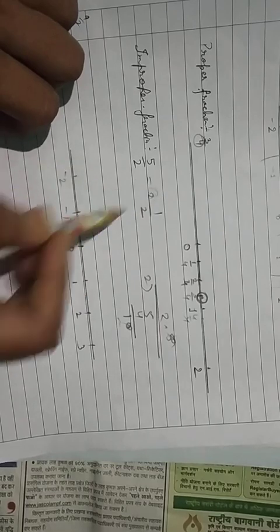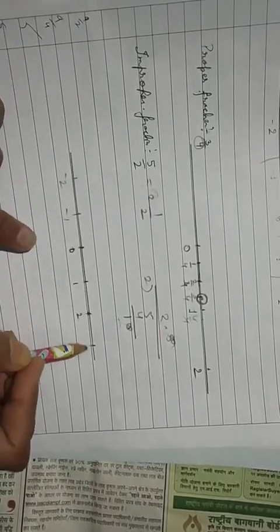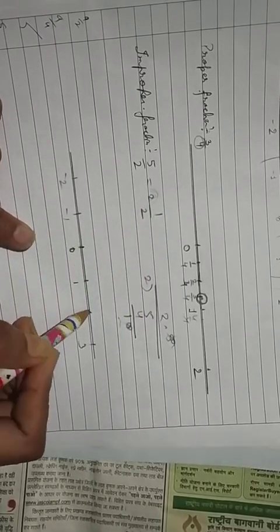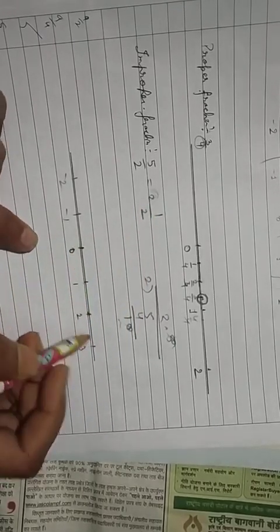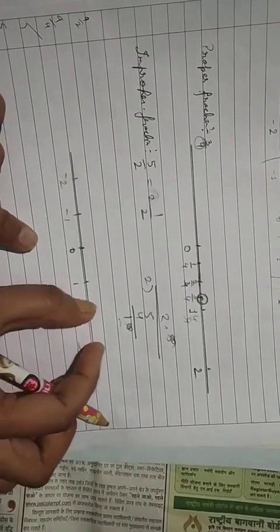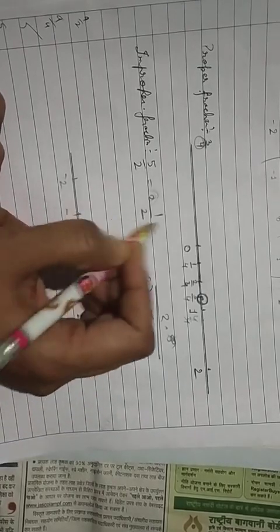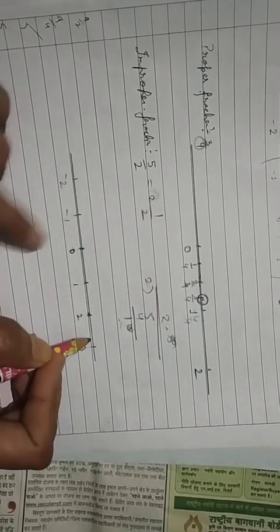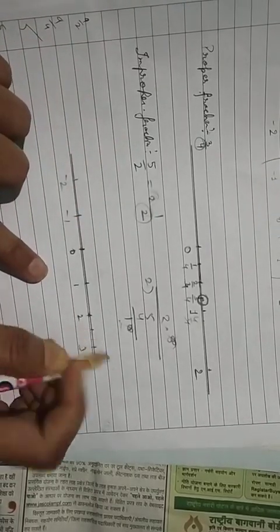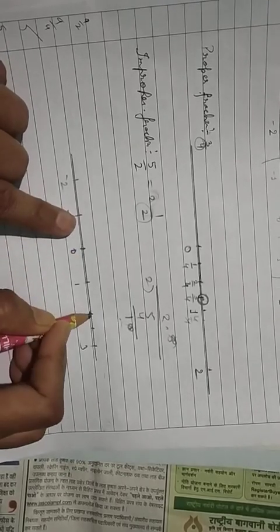So first the whole part 2, you just plot: 1 segment, 2 segment. After this you have to show this half. So this is 2. After this we are going to divide the segment between 2 and 3 into 2 equal halves, because this is a half. So its denominator is 2. So we will divide this segment into 2 parts. This is one part, this is the second part.